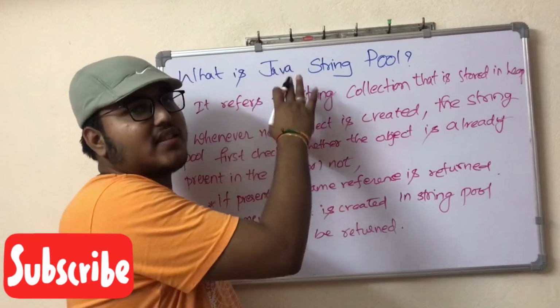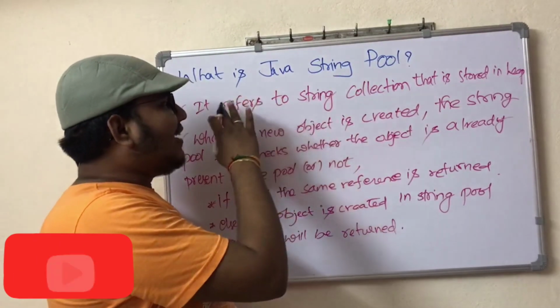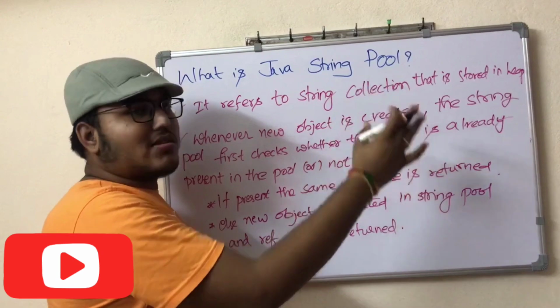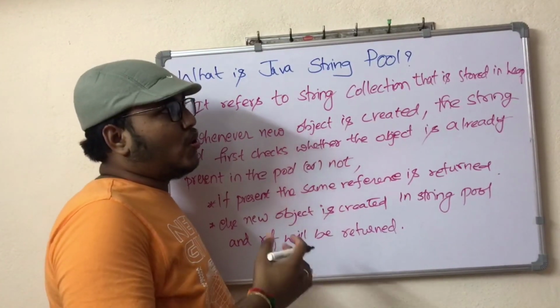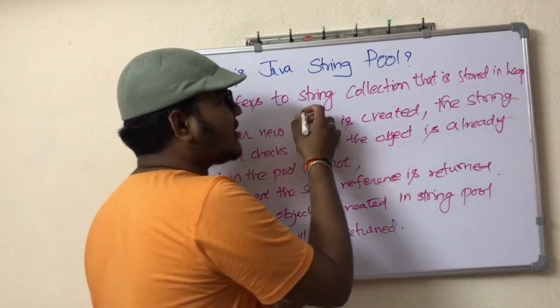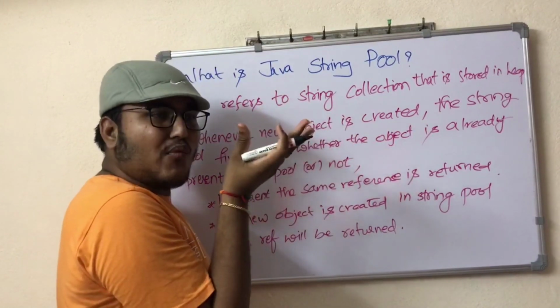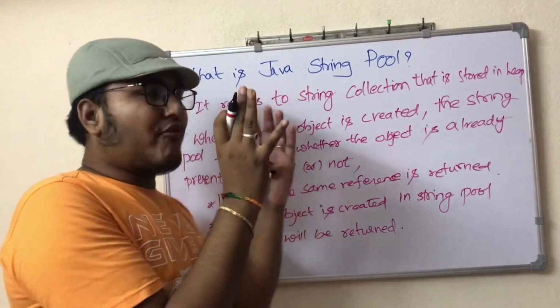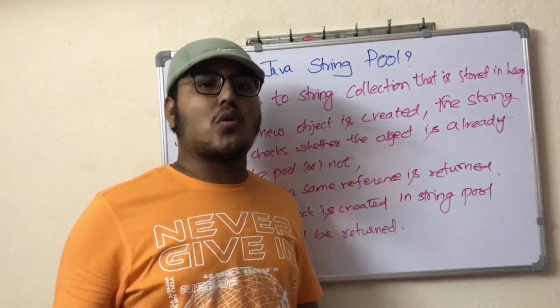What is Java string pool? It refers to the string collection that is stored in heap. There is a memory called string memory, the string pool, where only strings will be stored.